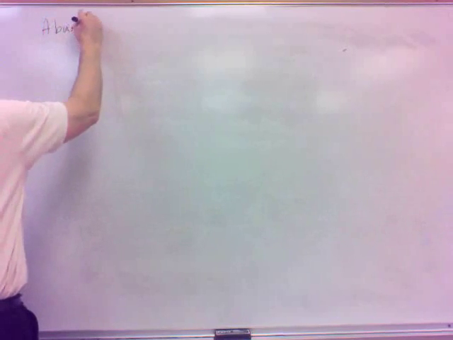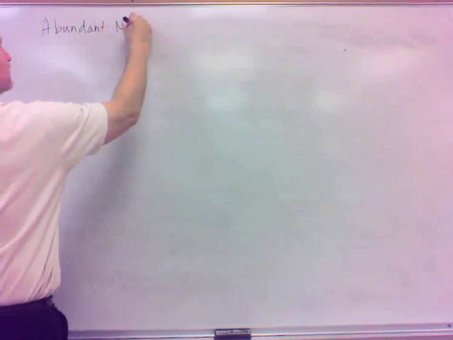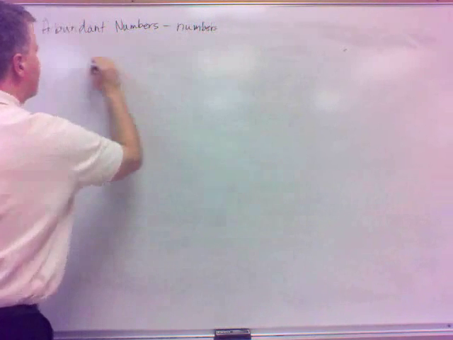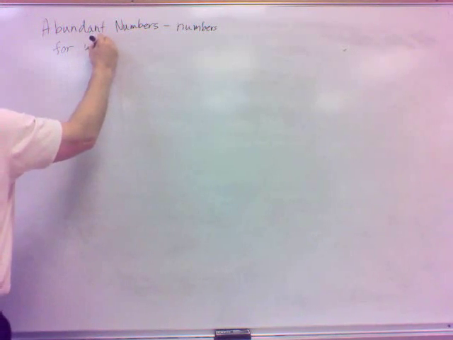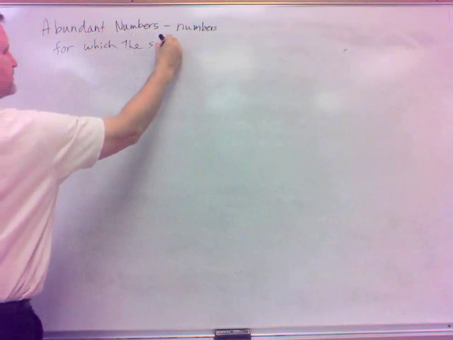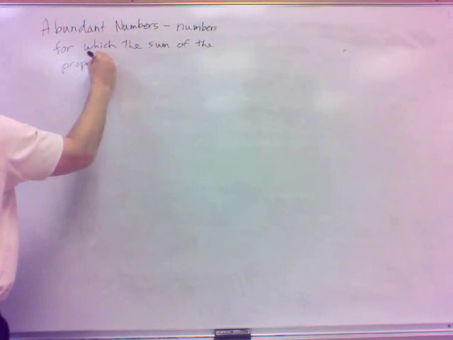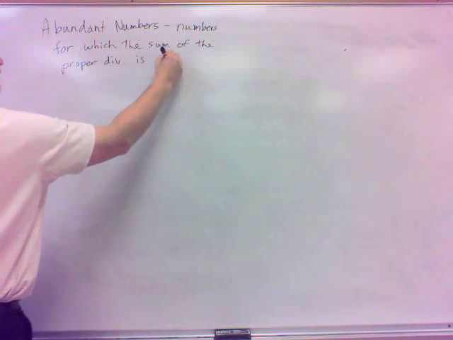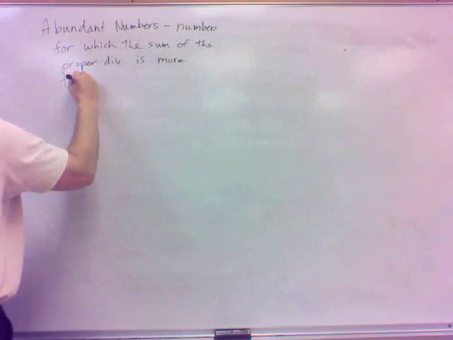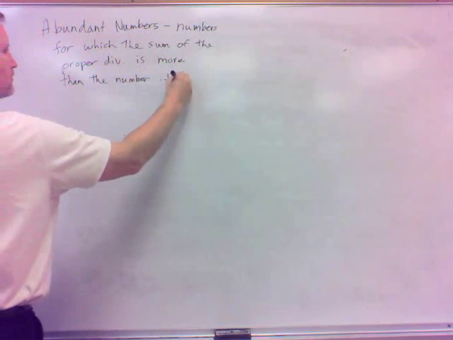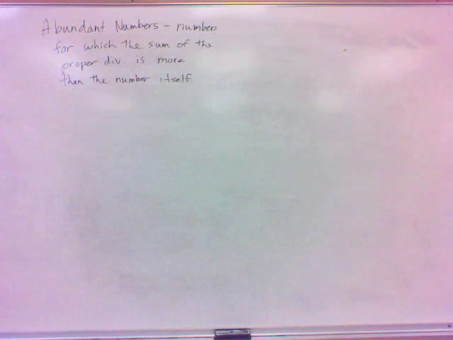Yeah, there's also abundant numbers. And these are going to be numbers for which the sum of the proper divisors is more than the number itself. And we just so happen to have an example there.